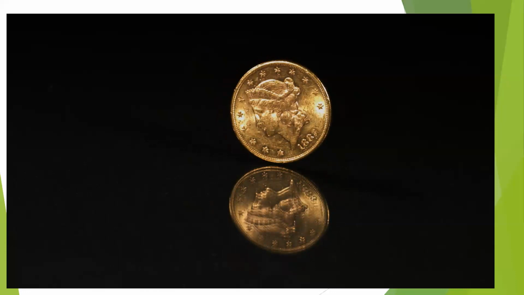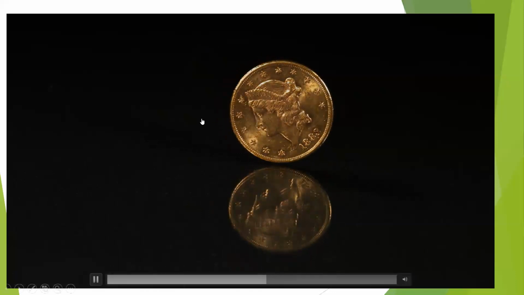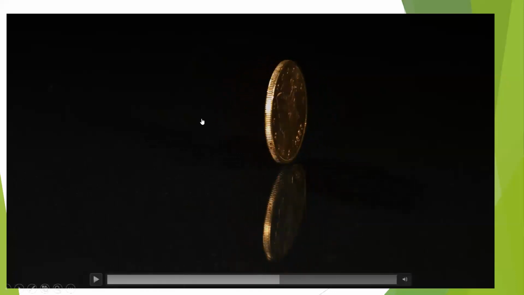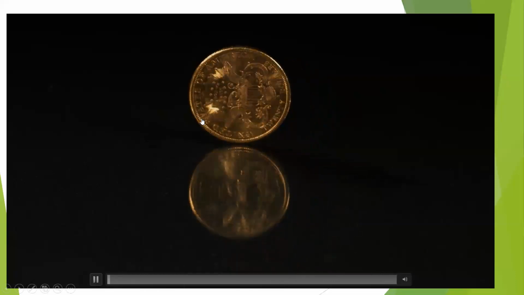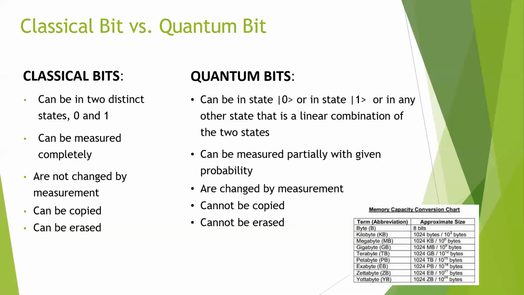Adding qubits increases the power exponentially. If we have 2 qubits in superposition, then there are 4 possible states. Similarly, 3 qubits have 8 states, and so on. In short, n qubits have 2 raised to the power n states, whereas n bits have only n states in classical computers. Now let's understand the concept of superposition.